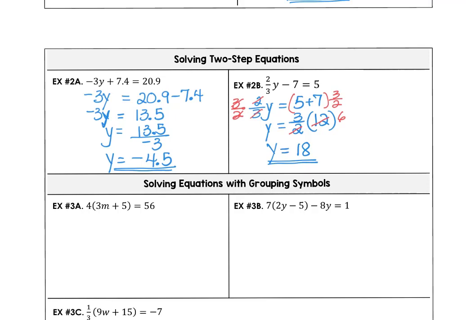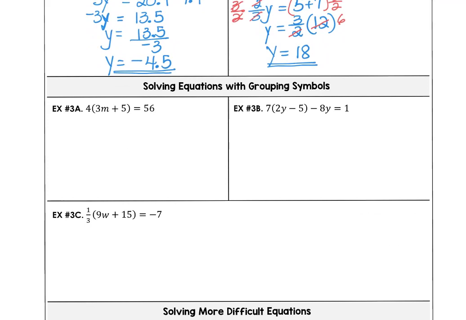When we have grouping symbols, there's sometimes a variety of ways. In this first one on 3A, my approach is going to be to divide 4 into 56 instead of using distributive property. You can do the approach either way, but I'm seeing 4 divides 56 evenly, and it goes into 56 14 times. Then 3m plus 5, we want to get rid of adding 5, so we'll subtract 5. 14 minus 5 is 9.